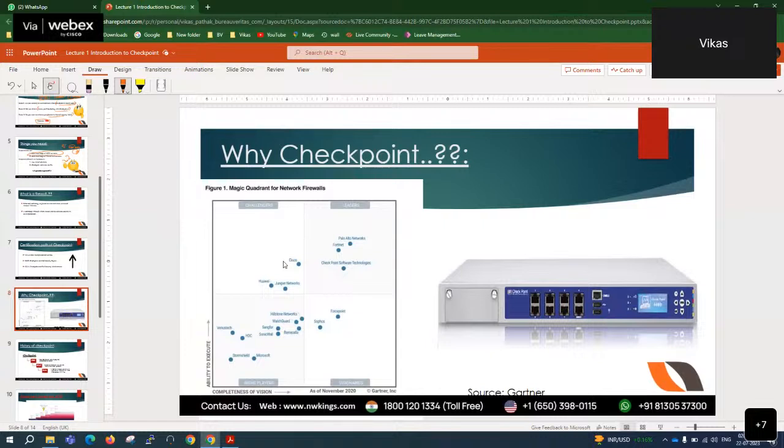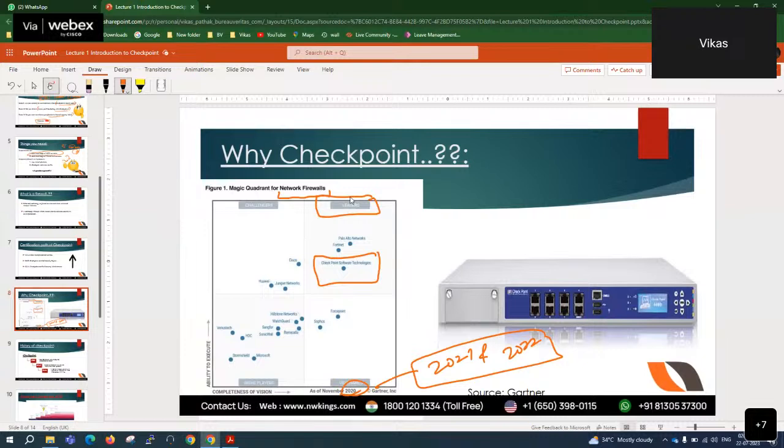What is the ranking of this technology in the global environment? So this is the report of Gartner for network firewalls, and this report was published in 2020. If you follow the reports of 2021 as well as 2022, in both you will see Checkpoint Software Technologies is in the leaders section. So it's been around 9-10 years that Checkpoint has been in this leaders section.